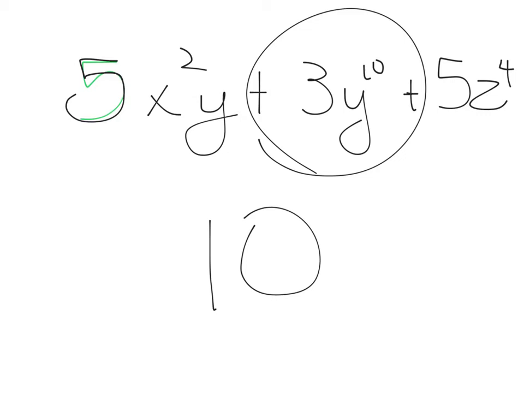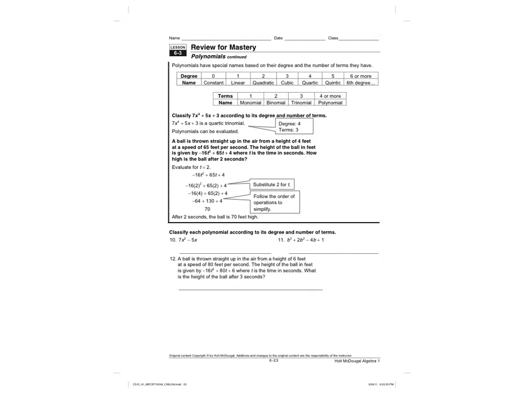Let's practice putting it in standard form and finding the leading coefficient. On that page, but it has it on this page. So this chart right here, you need to memorize. I'm only going to test you on constant, linear, quadratic, and cubic. Know that when it has a degree of 0, it's constant. When the degree is 1, it's linear. When it's 2, it's quadratic. And when it's 3, it's cubic.